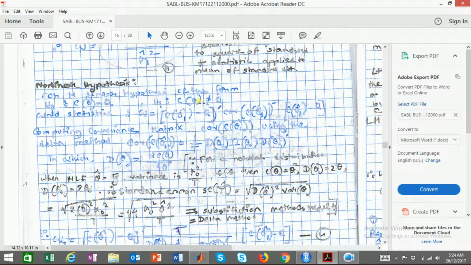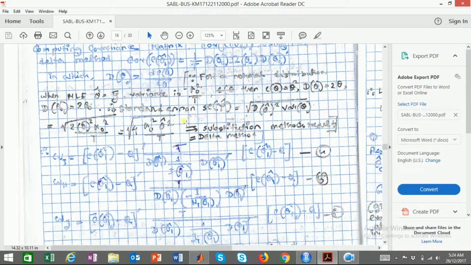and the variance of theta. So we have the variance which is sigma naught square by T, and we have d theta naught which is 2 theta naught, and we square it up. So after that we just replace 2 theta naught, we have 4 theta square, because 2 square is 4, theta square multiplied by sigma square by T. This is the substitution method result, or this is also known as the delta method.